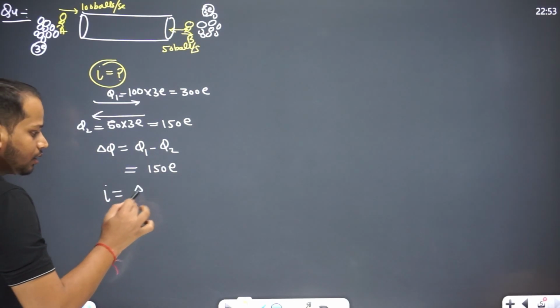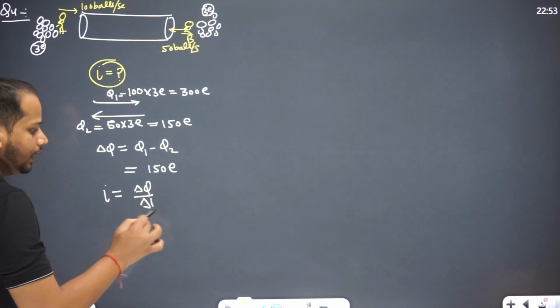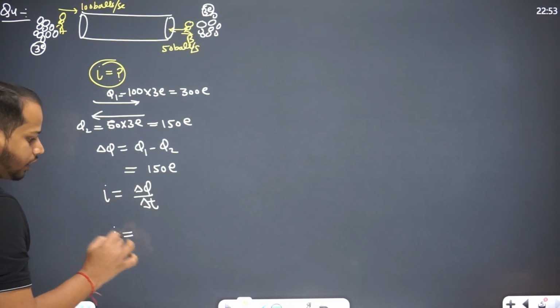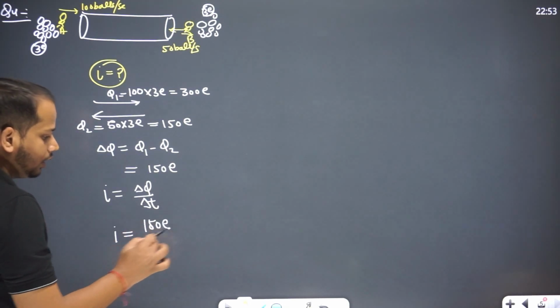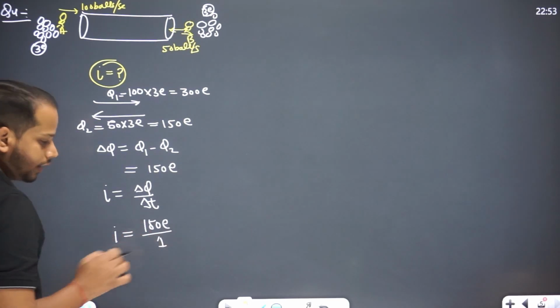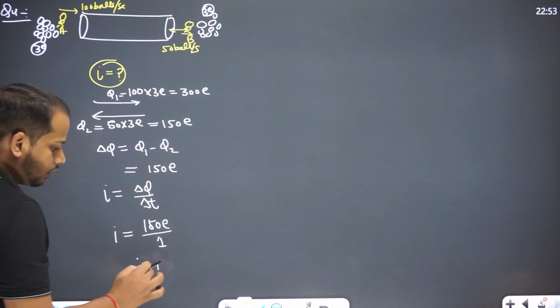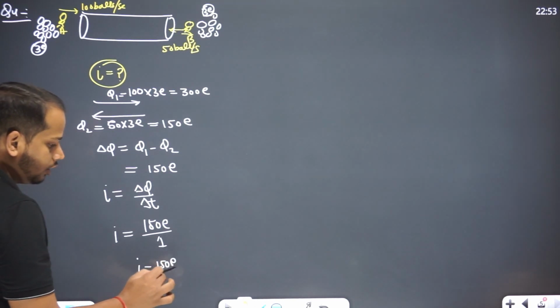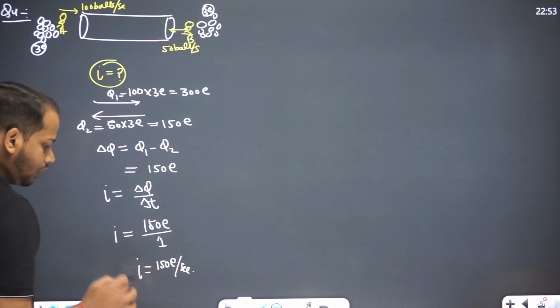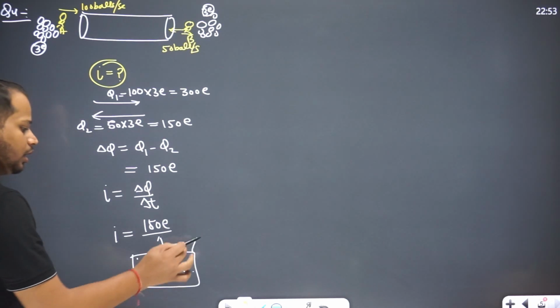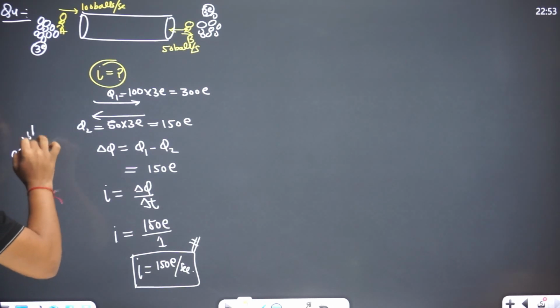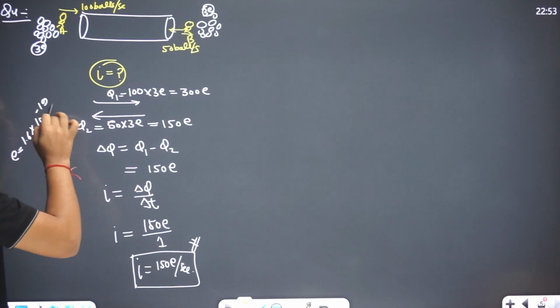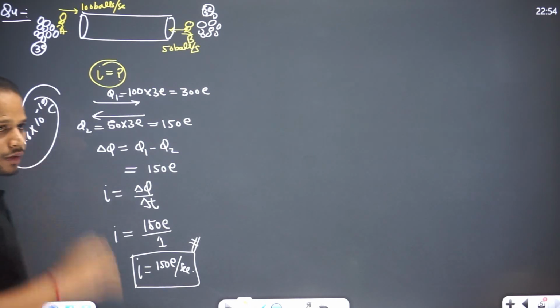The current is delta Q by delta T. So I is equals to what? Delta Q is 150 E by what is the time? 1 second. So what is the current here? 150 E per second. And you know what is the meaning of E? E is equals to 1.6 into 10 to the power minus 19 coulomb. This is the value of E.